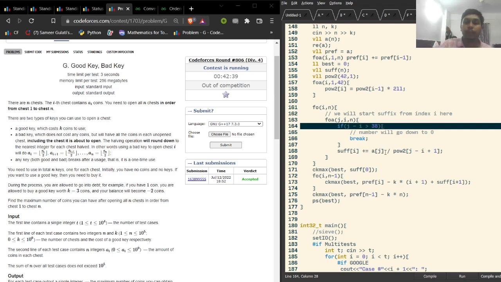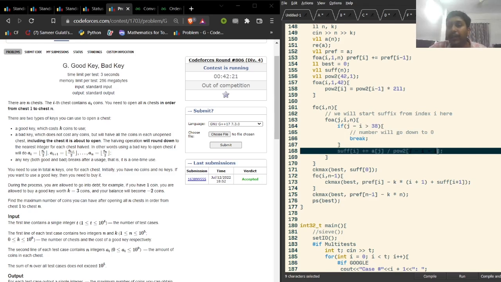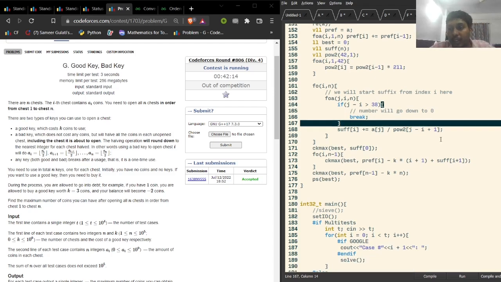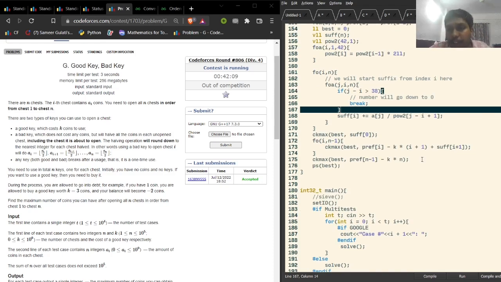So how much will a particular element contribute? If it is the first bad key that I'm using, I will get A_j divided by 2. Otherwise, for the second bad key, I will get A_j divided by 4. So you are basically going to get a value A_j divided by a power of 2, which power? j minus i plus 1. And I have already pre-computed all of the values for the power of 2 till 41, so I can use it readily and don't have to calculate it every time. Even if you calculate it every time, it is fine, but I have just pre-computed it.